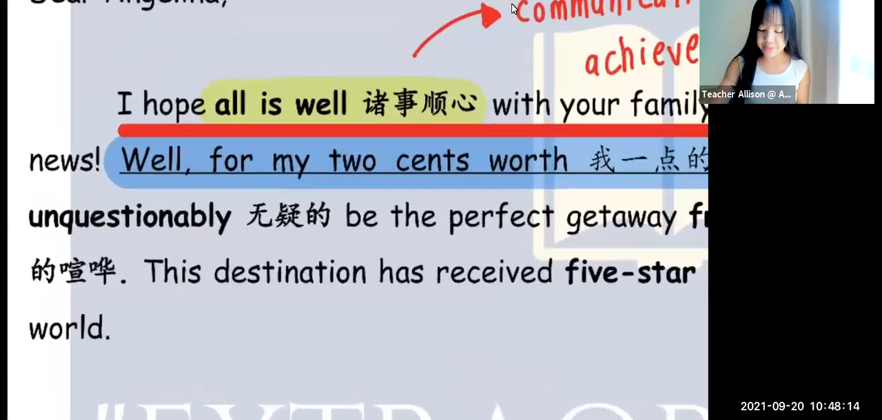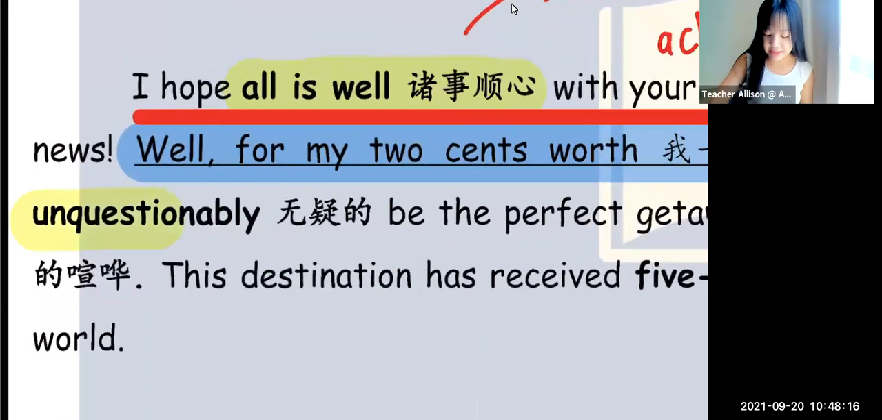Unquestionably is another word which is undeniably. Something you don't have to ask anything about it, confirm the best place to go to during the holiday is this place. This is when you're being very certain about something. You can use unquestionably, or if you want another word, there's another word called undeniably.